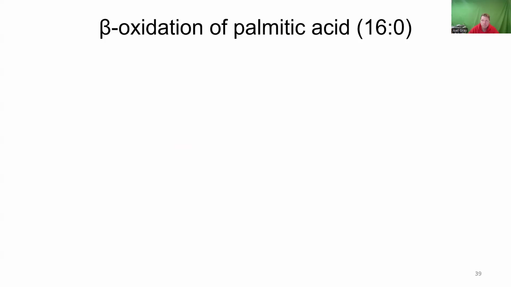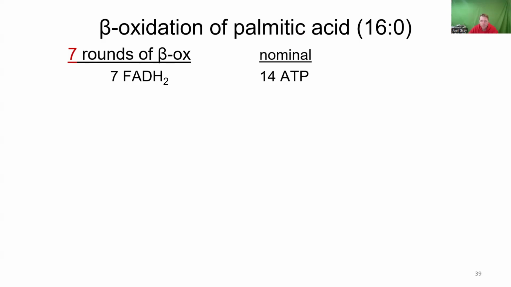16 carbon palmitic acid, you'll go through 7 rounds of beta oxidation. And from those 7 rounds of beta oxidation, you will get, and this nominal is basically the approximate outcome, 7 FADH2. Now, those 7 FADH2 that you generate will get you 14 ATP. Now, this 7 right here is directly from the beta oxidation, not from the fates of anything like that. Okay, so that FADH2 will get you 14 ATP.